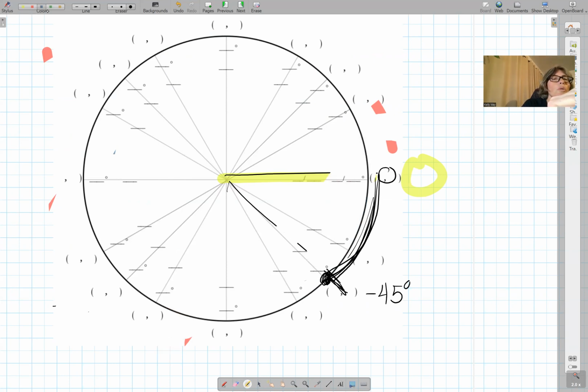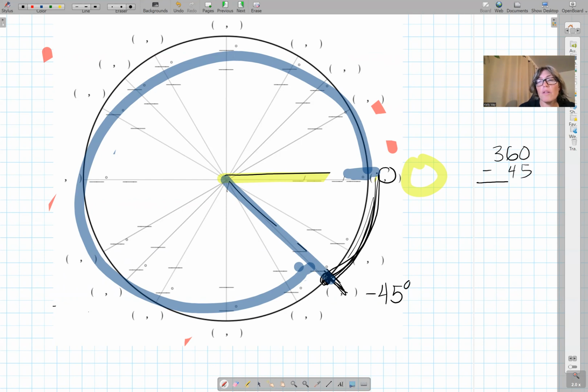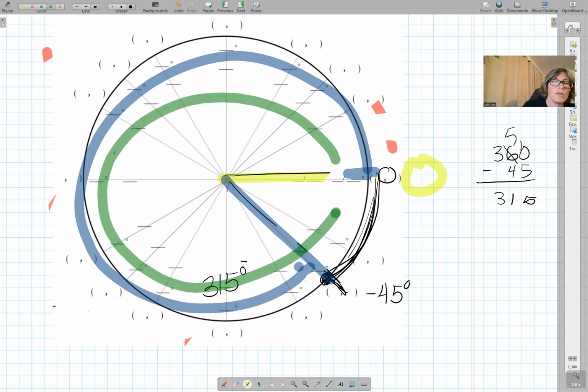So first one, let's do positive. I could just go from here like so. That would end at that angle, and that would be positive. You can see it's basically 360 minus 45. So one of those angles would be 315.